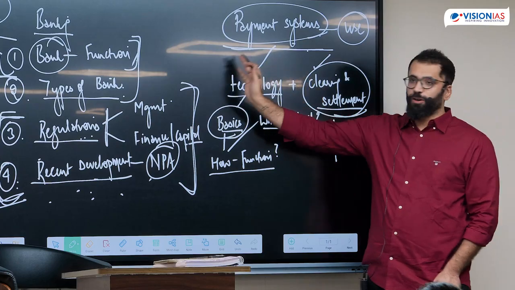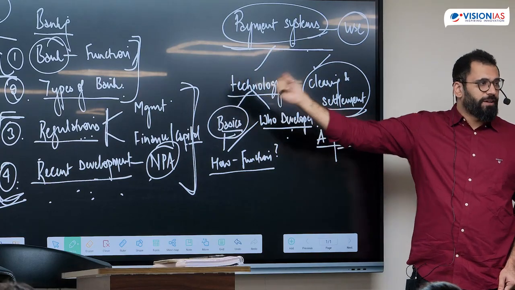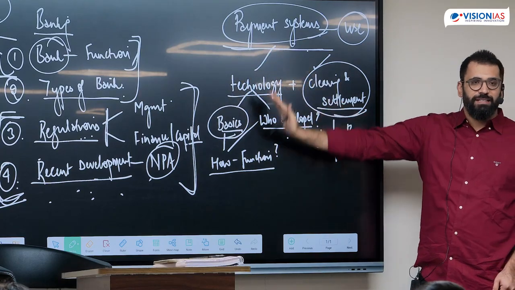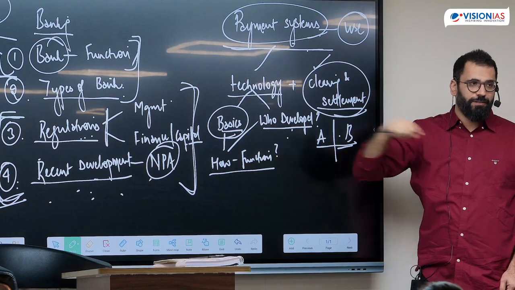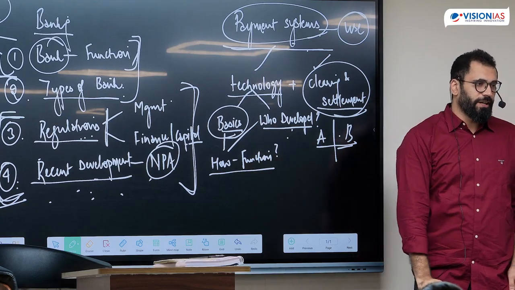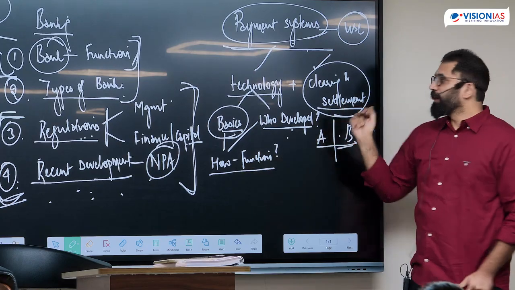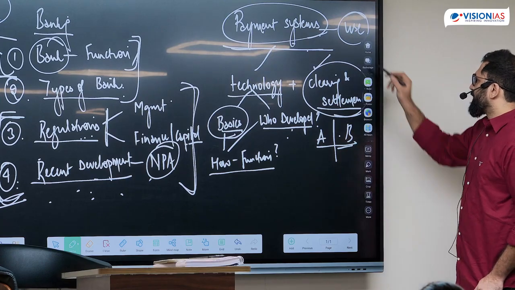So from these 4 topics, or similarly from other topics, we'll draw what exactly is the nature of the questions being asked, so that we know in what direction we are going. Is this clear? Now payment systems, what questions were asked?